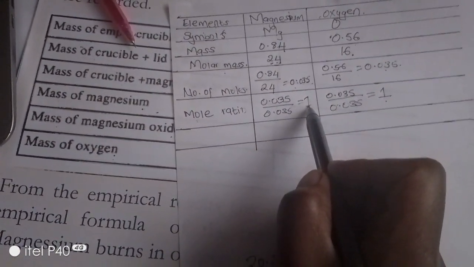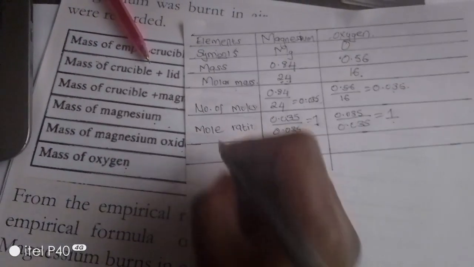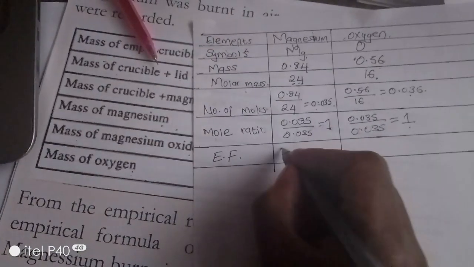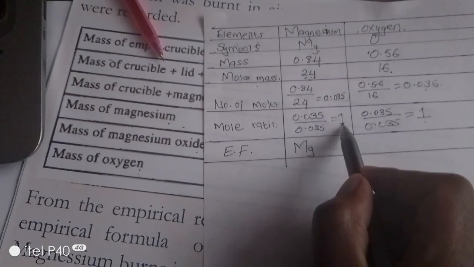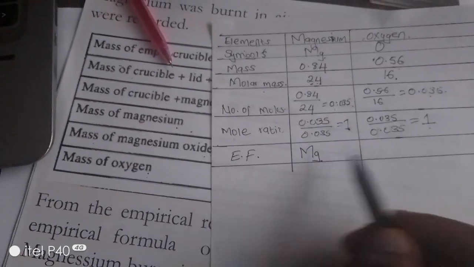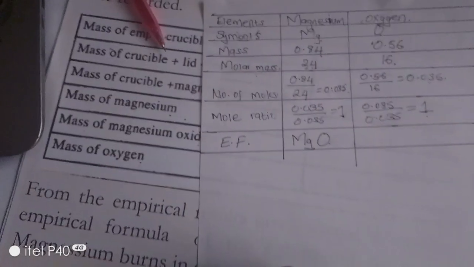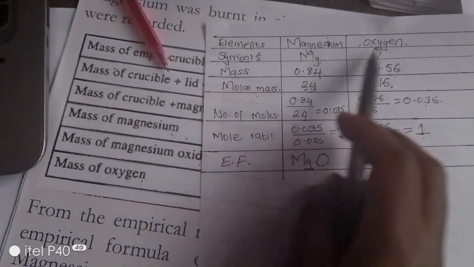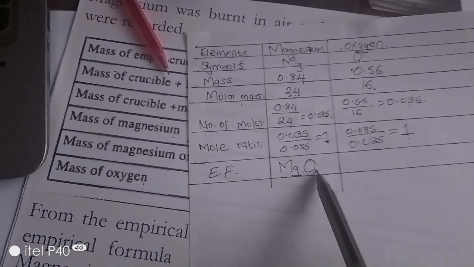So whatever is remaining is to write the elements with the mole ratio that will give us the empirical formula. So we write our symbol for magnesium here. Its corresponding ratio is 1. So here we have 1. We said we don't write 1. Then that of oxygen, it has a mole ratio of 1. So the empirical formula of the compound formed when this magnesium was burnt in oxygen was this compound that we are calling magnesium oxide.